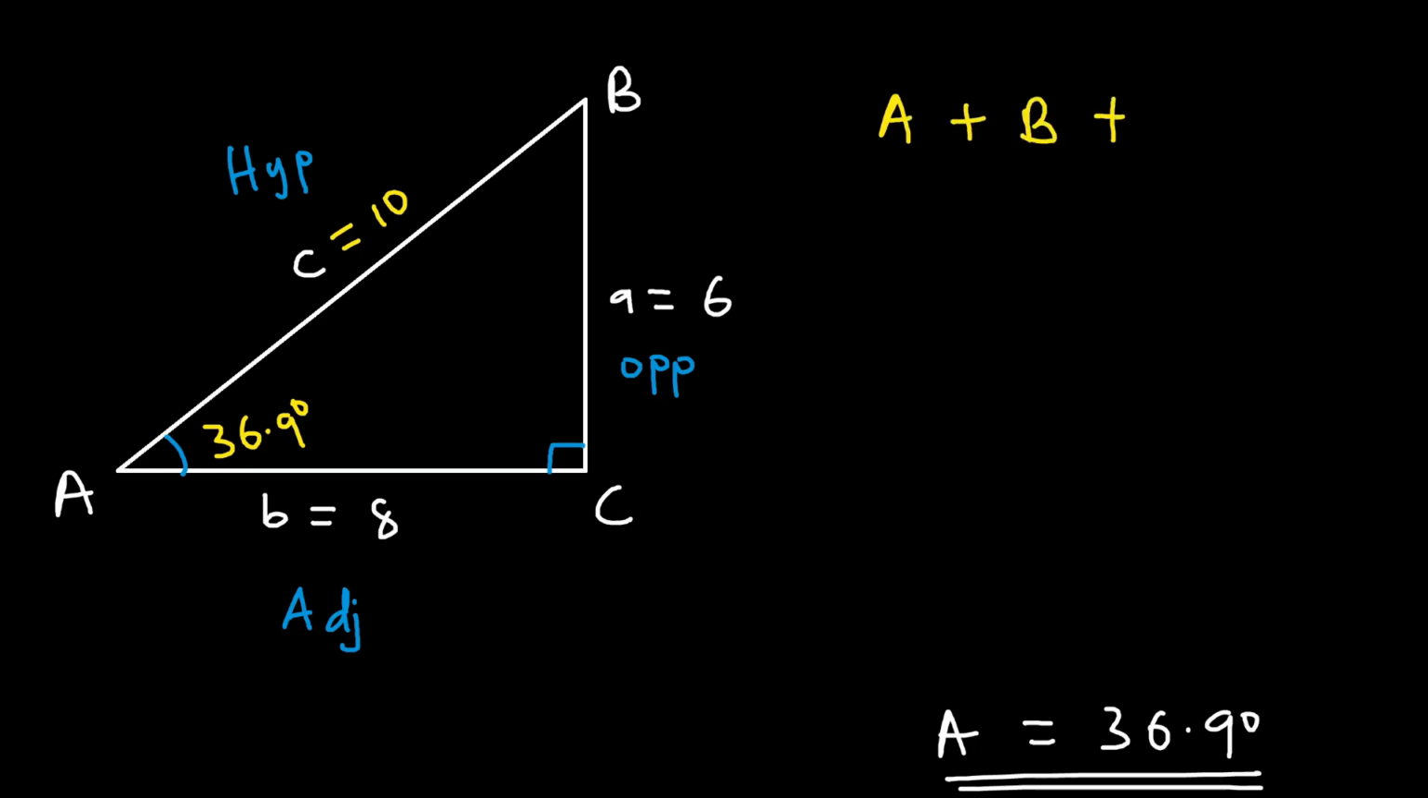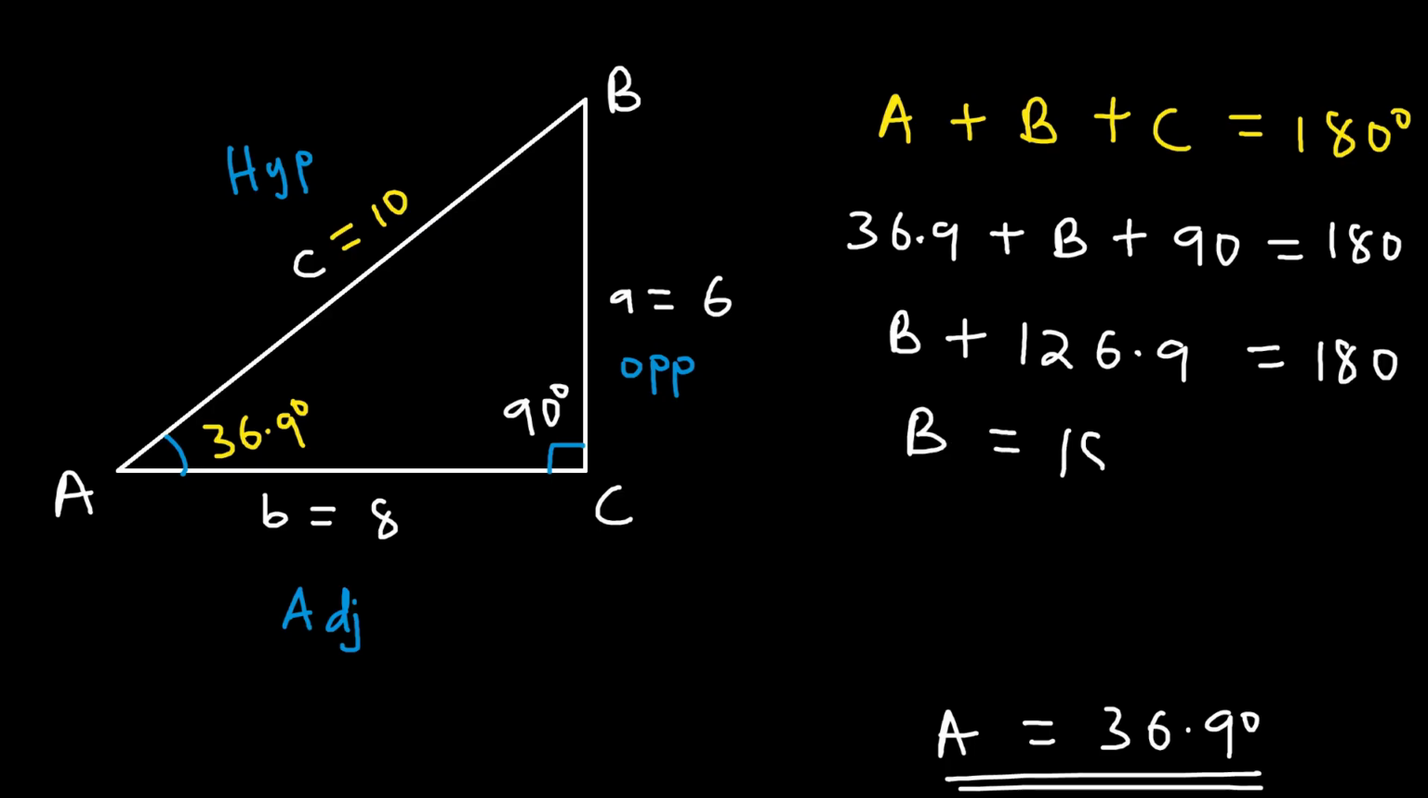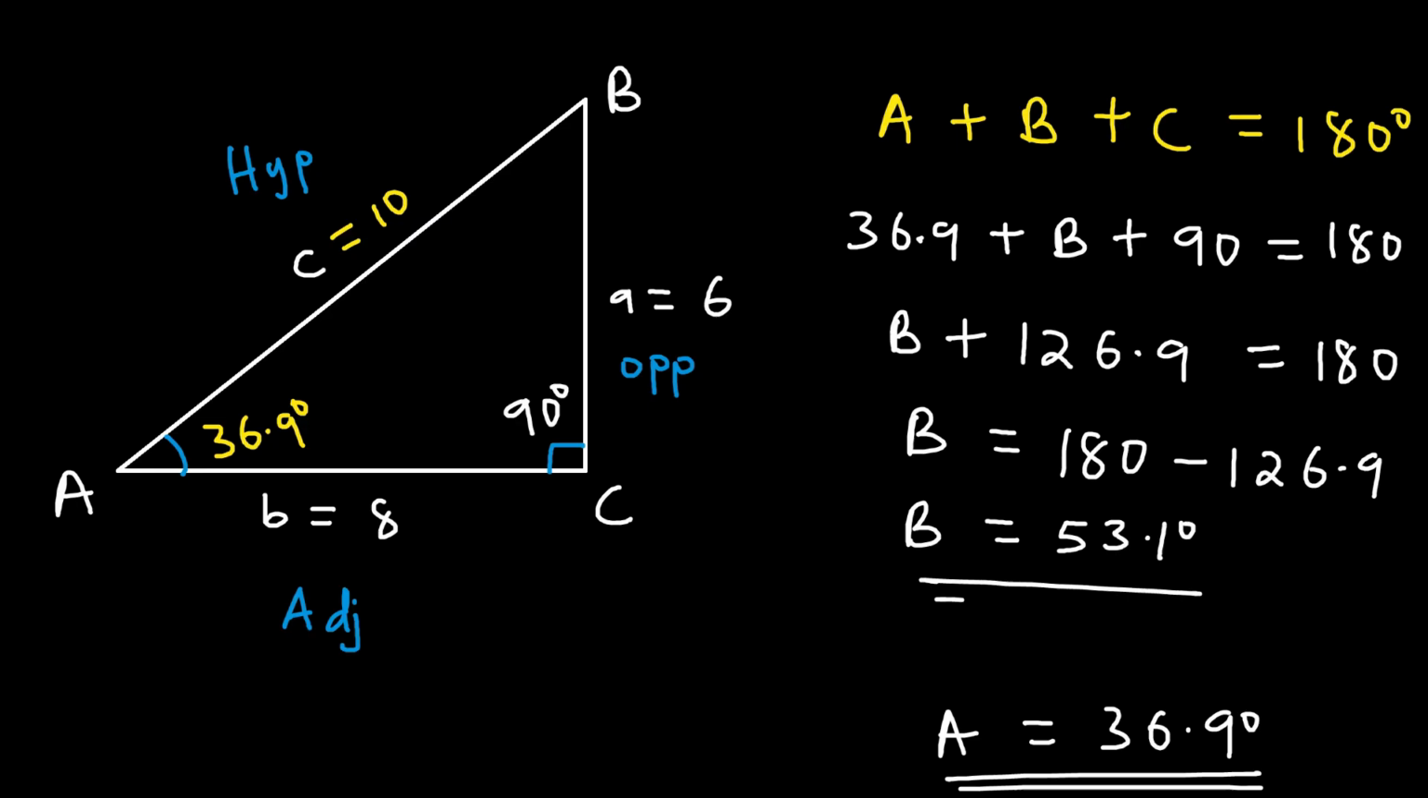A plus B plus C should be equal to 180 degrees. And if you remember, we said that angle C is a right angle and it is always equal to 90 degrees. So we shall have A, which is 36.9, plus B, which we are looking for, plus C, which is 90, equaling to 180. And so we shall have B plus, now 36.9 plus 90 will give us 126.9, and this is equal to 180. And so B will be equal to 180 minus 126.9. So B will be equal to, if you put this in the calculator, you'll get 53.1 degrees. Therefore, angle B is 53.1 degrees.